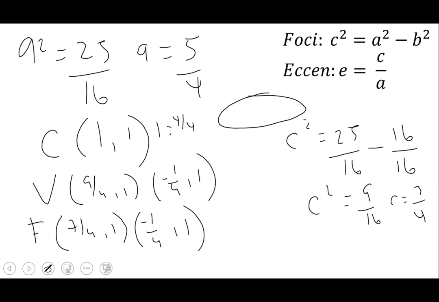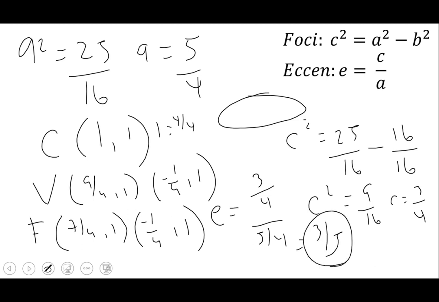Okay, so then from here, the eccentricity. The eccentricity is going to be c over a, which is 3/4 over 5/4. Cancel the 4s, which means the eccentricity is equal to 3/5. So again, from here, please make sure that you could, in fact, find the answers.